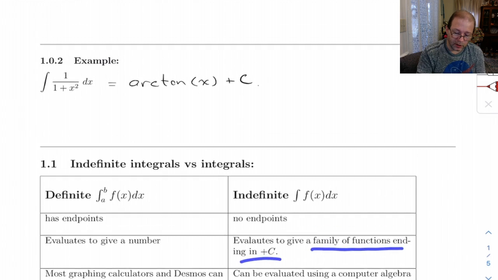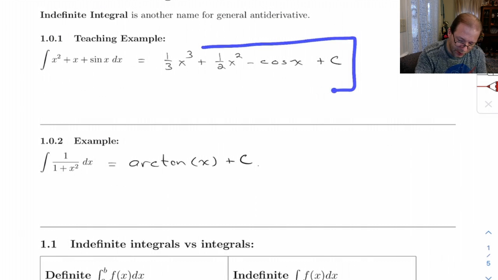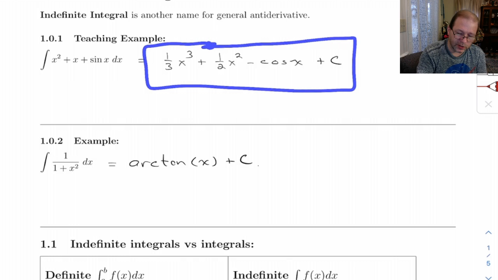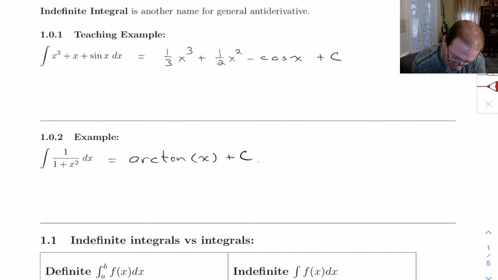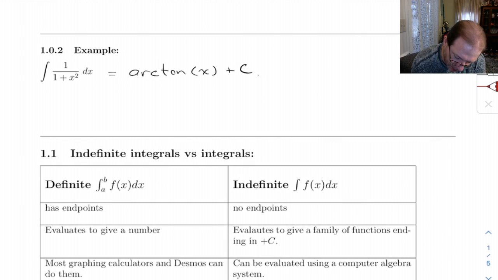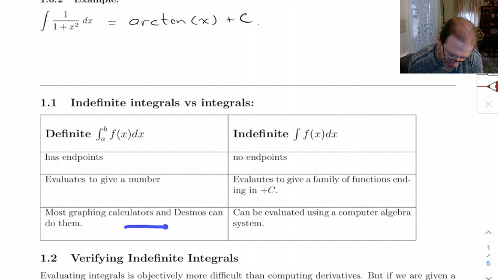plus c. The reason I say a family of functions is this right here doesn't just represent one function. For any value of c that we plug in, we get different functions. So we get a family of functions when we do an indefinite integral. And as far as getting a computer or a calculator to do it, definite integrals are actually really easy to compute, or at least to estimate.